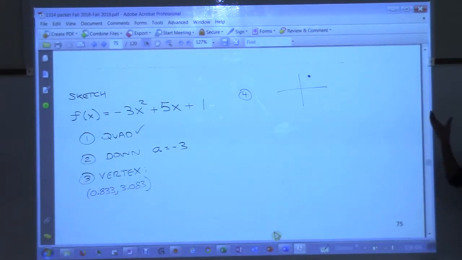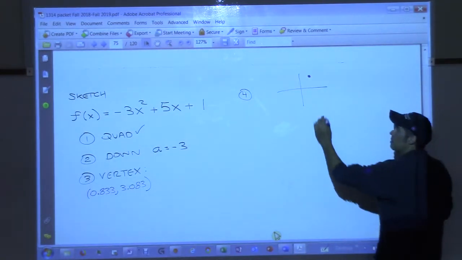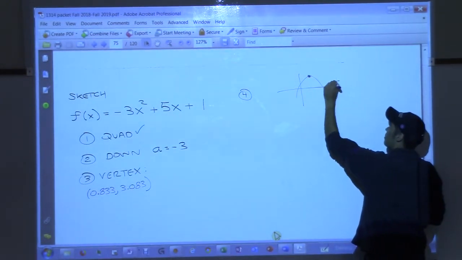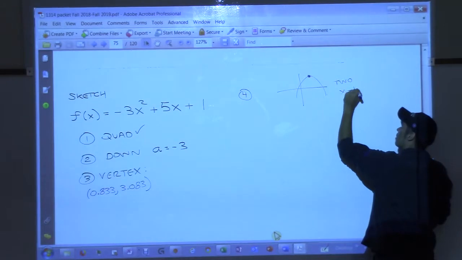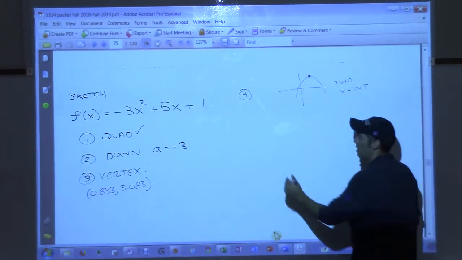And then I open which way? Down, right? From that point, the highest point on my graph. So I know I've got 2 x-intercepts just by looking, right? 2 x-intercepts. Okay, well, if I have 2 x-intercepts, I need to go find them, and that's step 5, right?